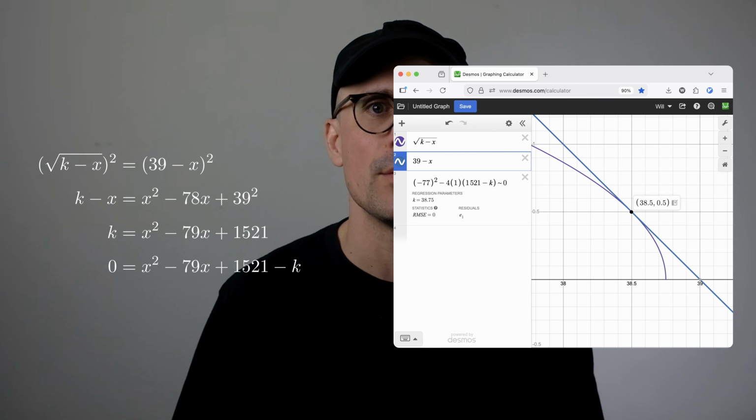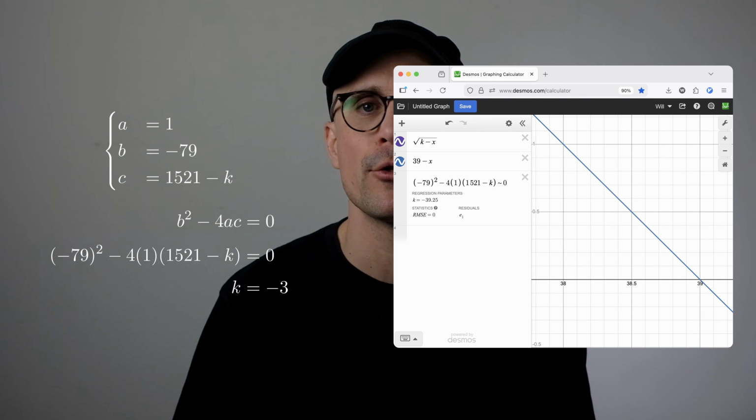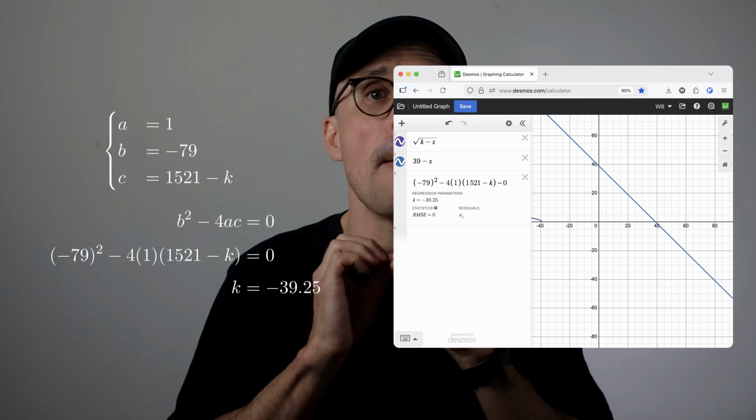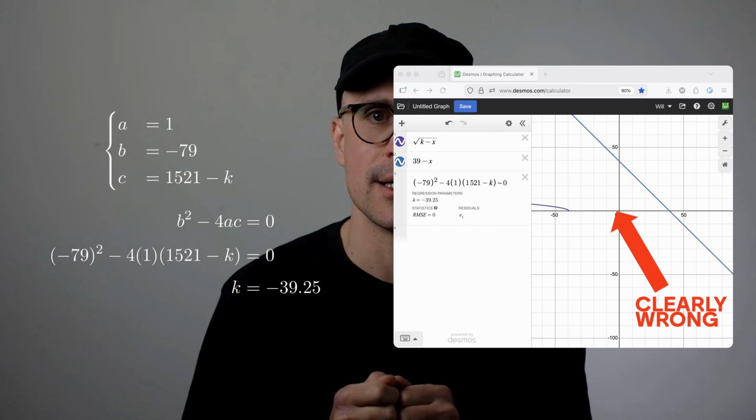Solving the discriminant with these incorrect values will yield a result that k equals negative 39.25, which produces a linear equation that is miles away from our curve. So something is clearly rotten in Denmark. Okay, final question. Kudos for making it this far.